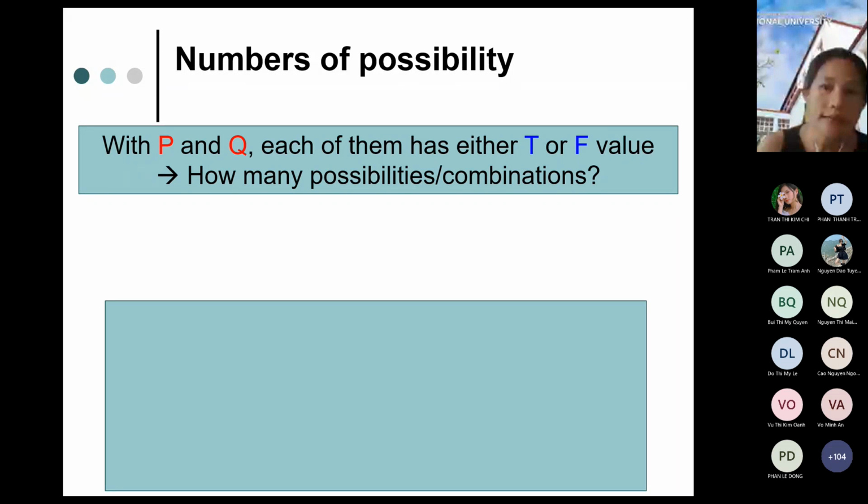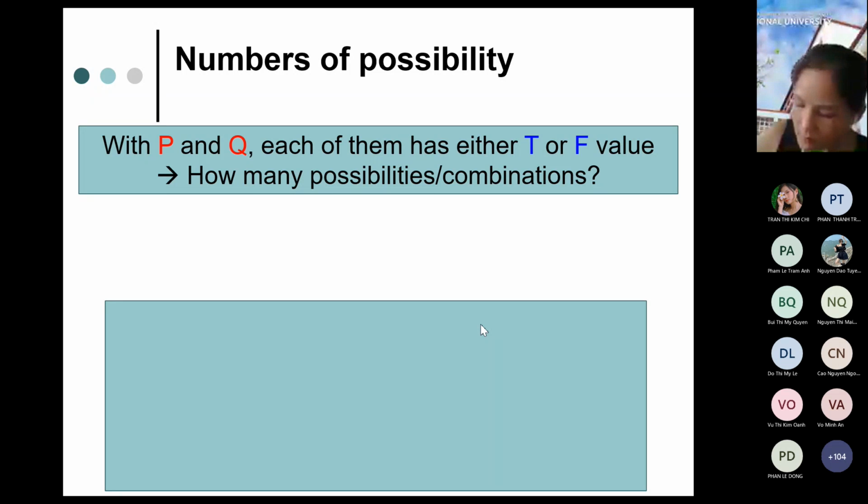Let's take this as an example. If I have an argument with two variables, and each of them may have the value of true or false, then how many combinations may I have? How many possibilities may I have? Hai Ying, please.